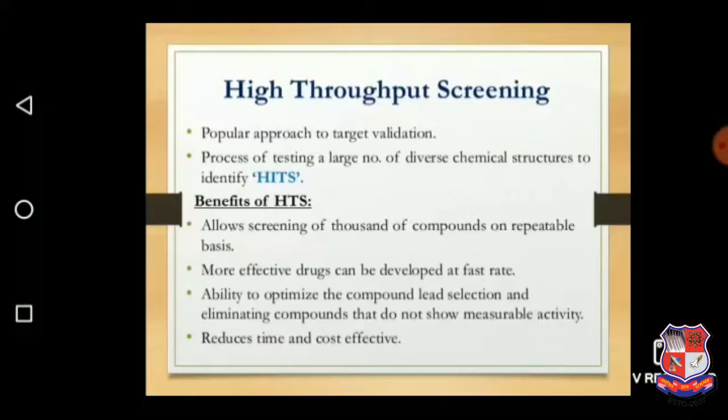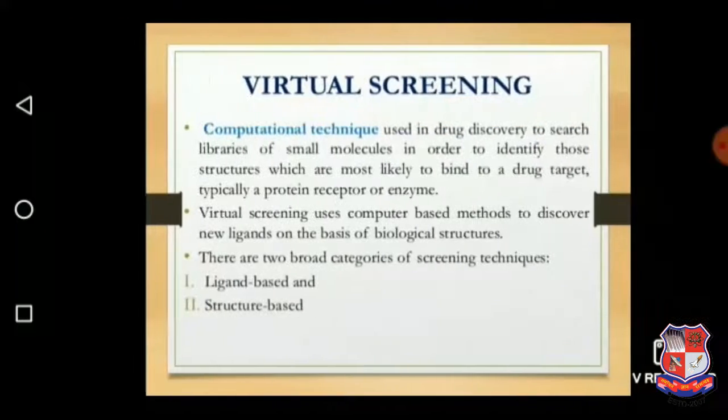High throughput screening is a popular approach to target validation, the process of testing a large number of diverse chemical structures to identify hits. The benefits of high throughput screening: it allows screening of thousands of compounds on a repeatable basis. More effective drugs can be developed at a fast rate. It offers the ability to optimize compound lead selection and eliminate compounds that do not show measurable activity. It reduces time and cost.